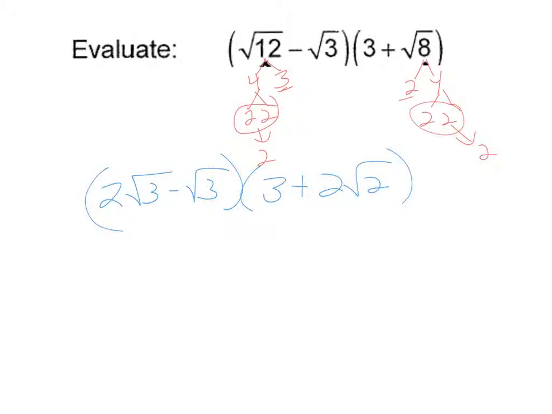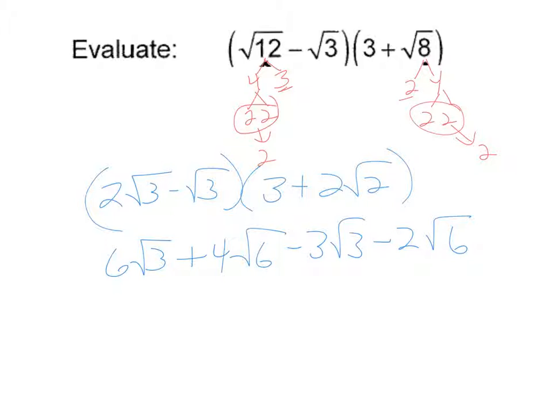Now I can FOIL. When you multiply with radicals, you multiply outsides with outsides, insides with insides. So first would be 6 square root 3. Outside, positive 4 square root 6. I did my outside numbers together to get 4. I did my inside numbers together to get 6. And then still foiling, we're on inner, so that would be minus 3 square root 3. And last would be minus 2 square root 6. And then the ones that have the same number under the radical we can combine.